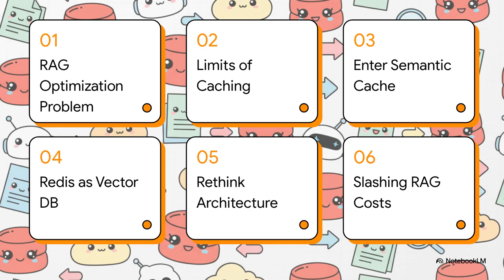So, how do we get to that ultimate state of extreme cost efficiency? Well, here is our roadmap. First, we'll hit the RAG optimization problem, then the limits of traditional caching, followed by the semantic cache solution. After that, we'll look at Redis as a vector database, rethinking your architecture, and finally, exactly how much money this is going to save you.